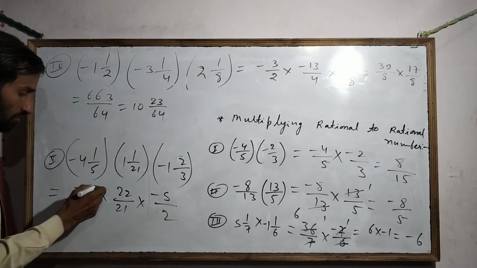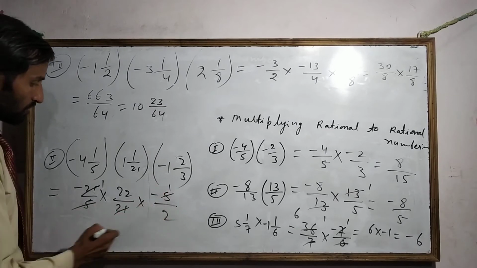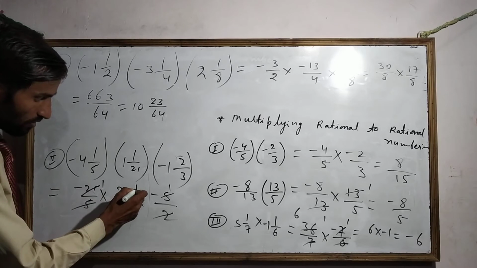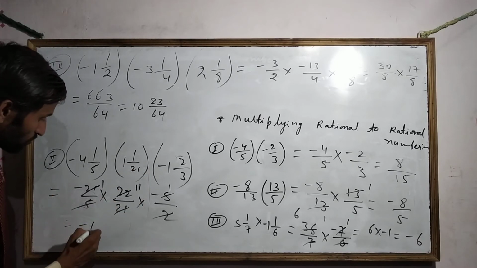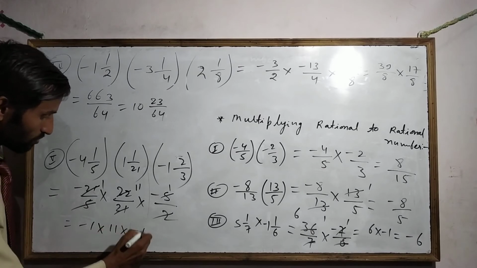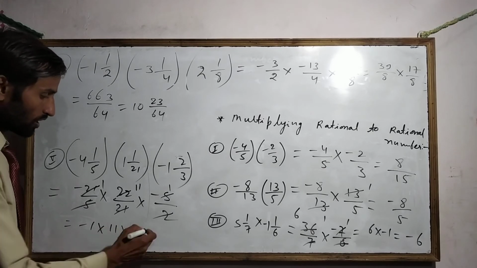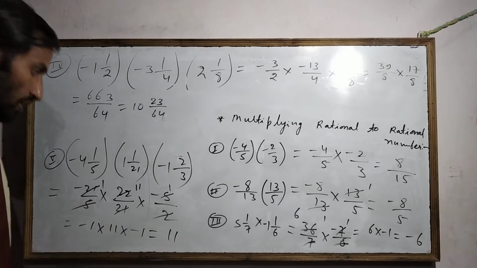Now we can cancel out 21 is 21 and 5 1 is 5. Now again we can cancel out here by 11. So 11 2 ja 22. Now this one is minus 1 into 11 into minus 1. So minus minus will get plus, and this one 1 into 11. The final answer is 11. So this one is an integer as it is.